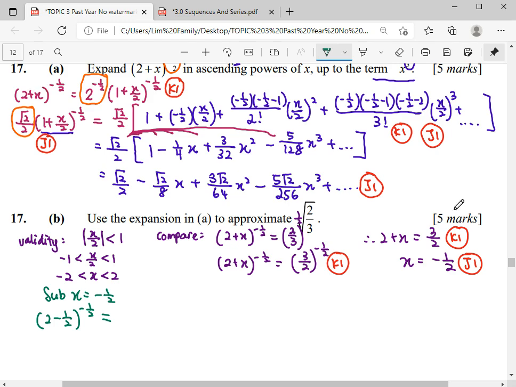I'm using this title because this comparison x is a result from this title. If I'm using the previous x equals to 1, then I will use this title. And then for the right hand side, we are going to substitute our x as negative 1 over 2.